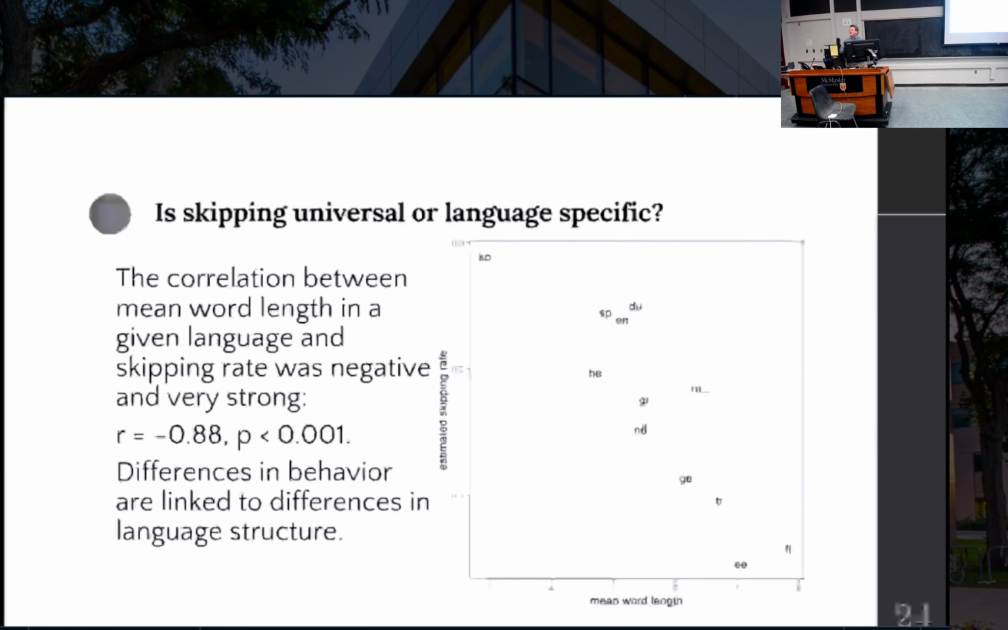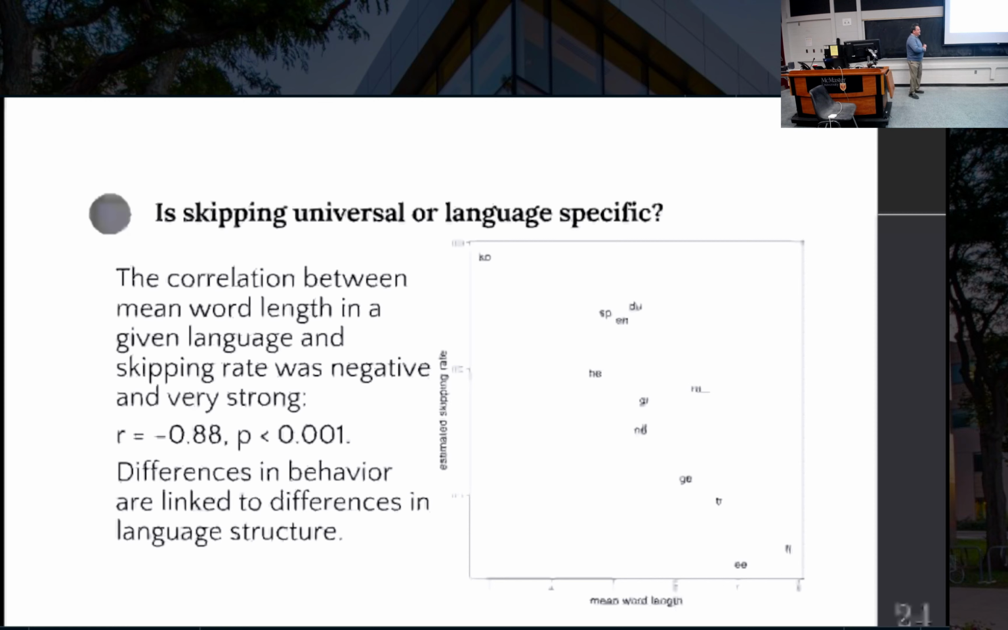If you think about, say, Chinese versus Finnish, and we just had this discussion over lunch, Chinese has words that are typically 2 to 3 characters long, so they're very small. Finnish has words that can easily go to 20 letters and so on. So it's much easier to skip a 2-character word than a 20-letter word. What this plot shows you is the mean word length of a language on the horizontal axis, and on the vertical, the likelihood of the word being skipped.